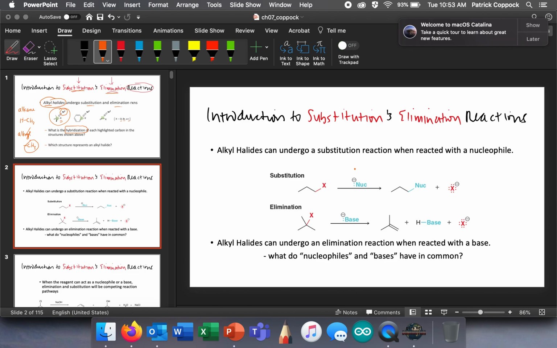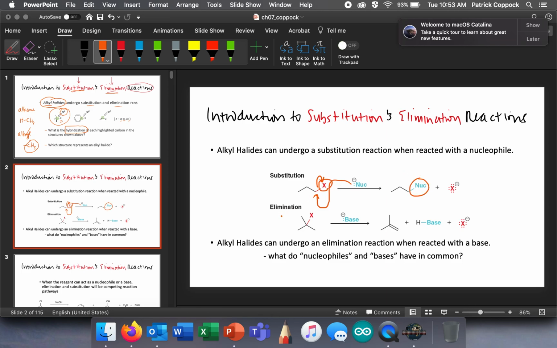So let's look at what a substitution is. It's just kind of what you might think it might be, right? So with nucleophiles, which we appreciated last chapter, a nucleophile is going to come in, and that is going to go away. So it's a substitution, right? You get a halogen that's being substituted with a nucleophile. So there's my substitution right there.